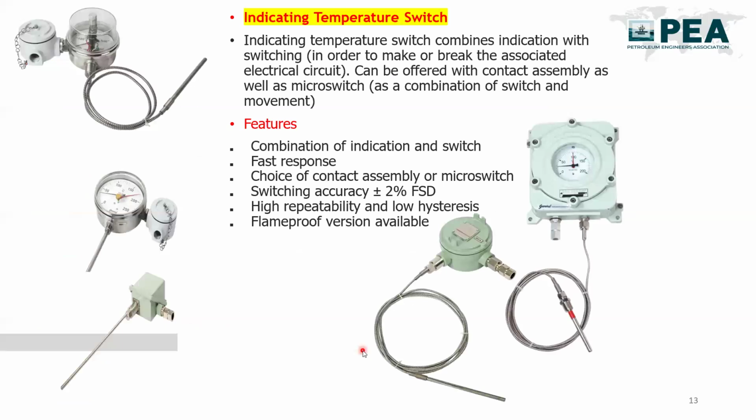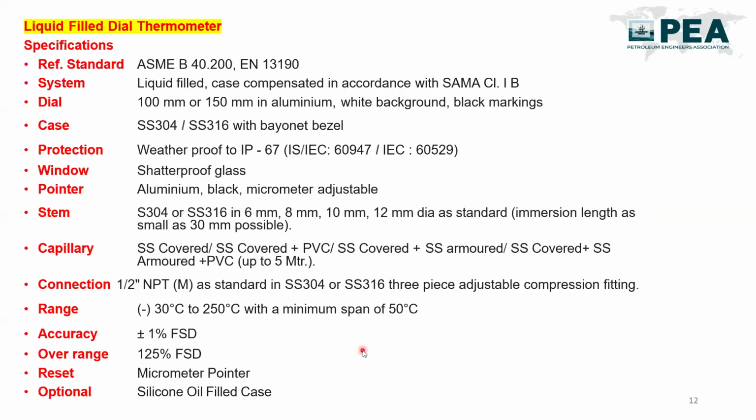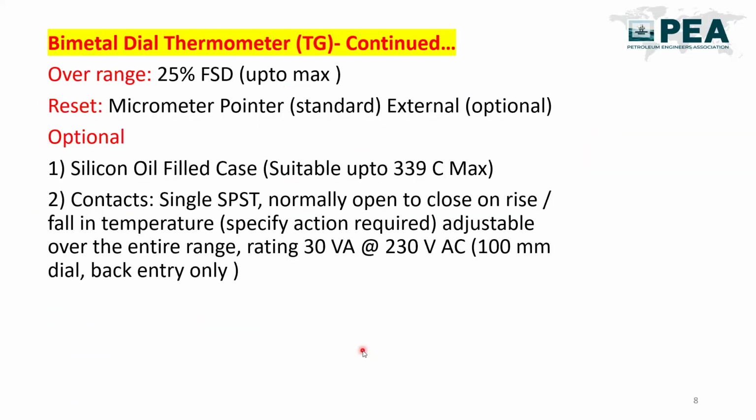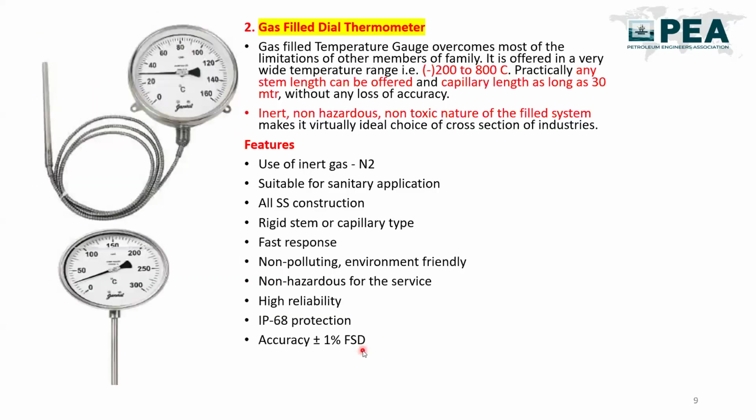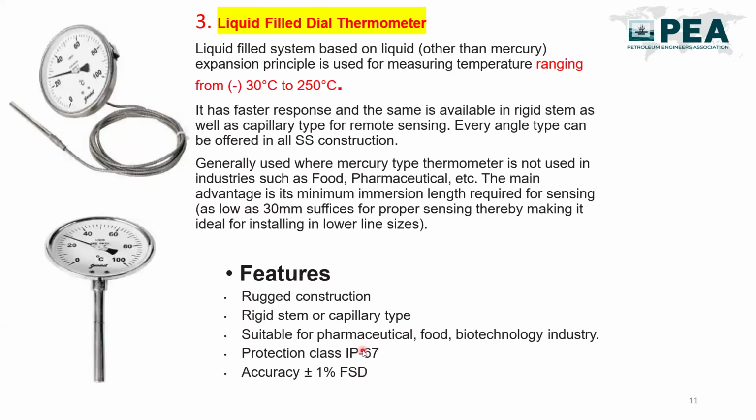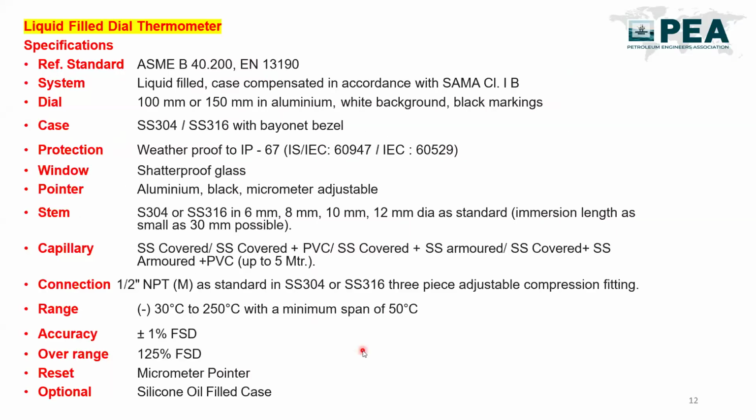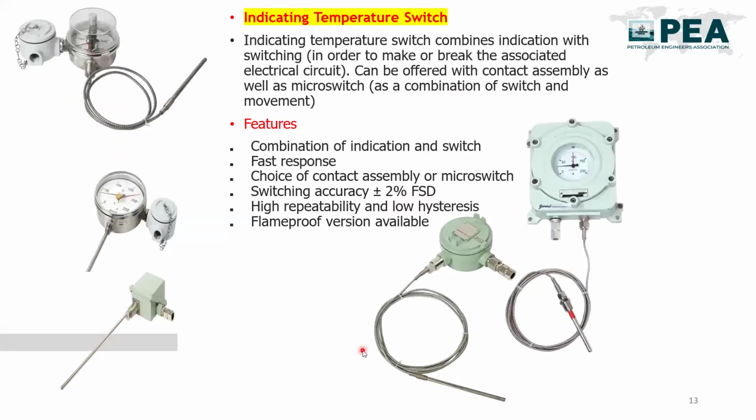Okay. So these are the temperature gauges which we have discussed right now. That is the bimetal dial thermometer or temperature gauge, then the gas filled dial thermometer, and then the liquid filled dial thermometer. So these are the thermometers we use in the industry while we check the temperature on any line locally. But if we need a switching action, if we need high alarm, low alarm values at our DCS, in that case we will go with the switches.